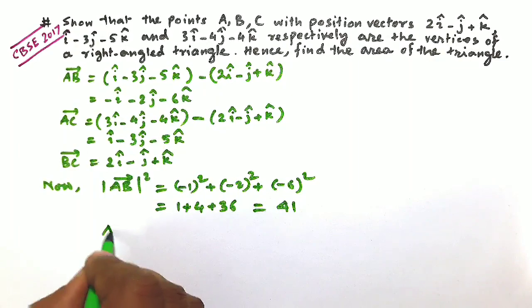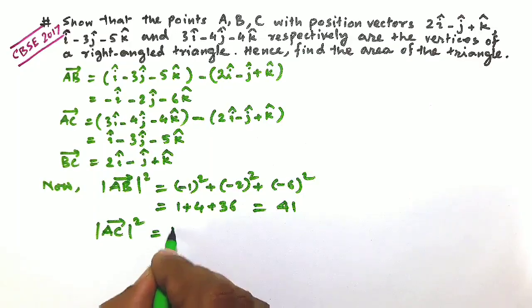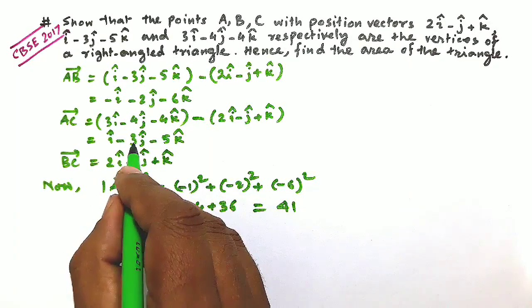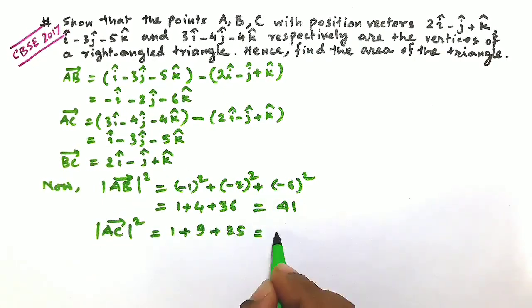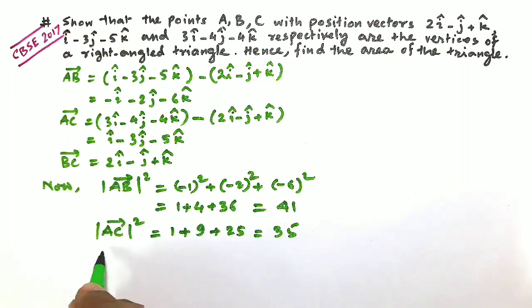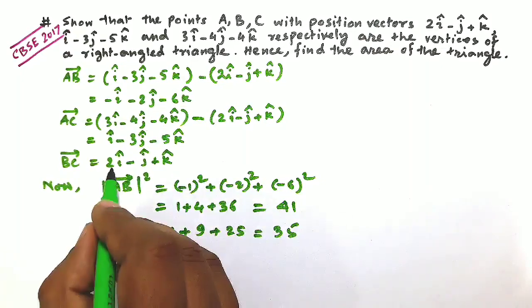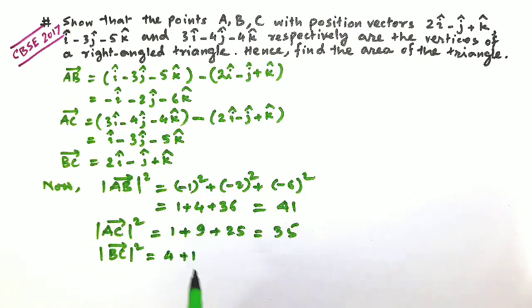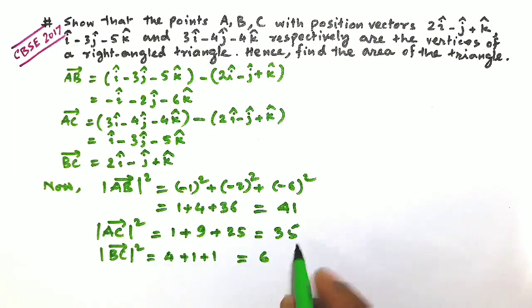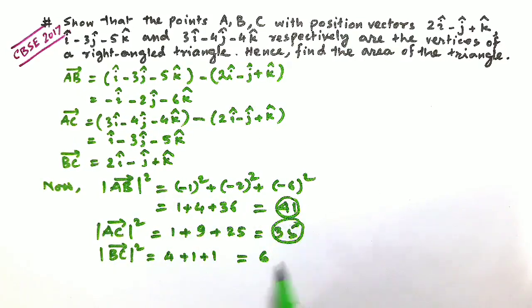Next we find the AC vector, its modulus and square. So this is 1 plus minus 3 square, that means 9, plus minus 5 square, that is 25, and the total is 35. Finally we are getting the modulus of the BC vector, and its square is equal to 2 square, that is 4, plus minus 1 whole square, meaning plus 1, and 1 square is equal to 1. So it is 6.